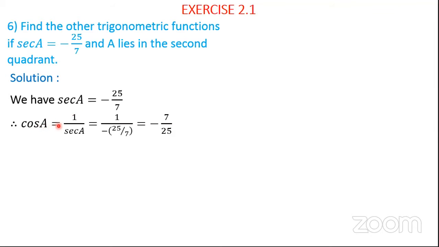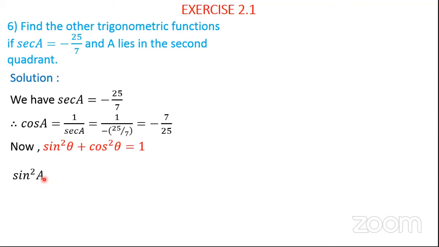So cos A is 1 upon sec A, which is equal to 1 upon minus 25 by 7. Therefore, value of cos A is minus 7 by 25. Now, again we are using the fundamental identity of trigonometry. Sin square theta plus cos square theta is 1. Here our angle is A, so we are replacing this angle theta by A.